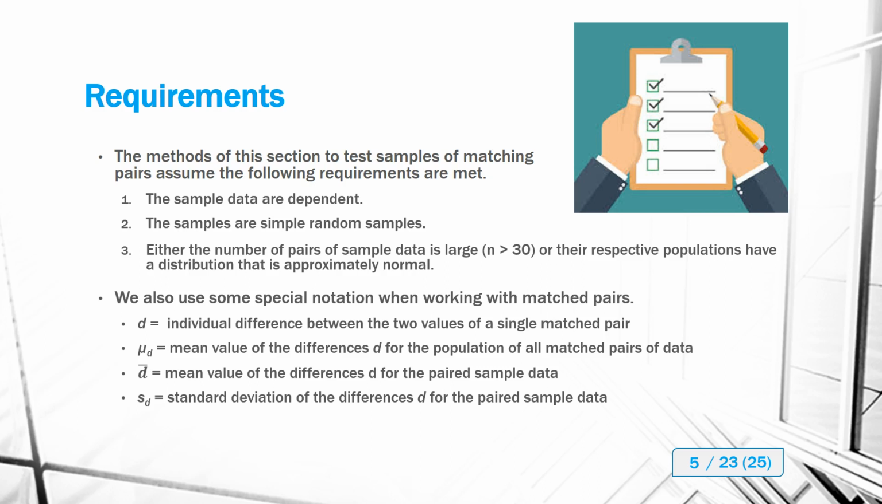This is because it's lowercase, we're talking about the sample, not the population. And of course, n represents the number of pairs of sample data. The sample size for each sample is going to be the same. It has to be if you have paired data.